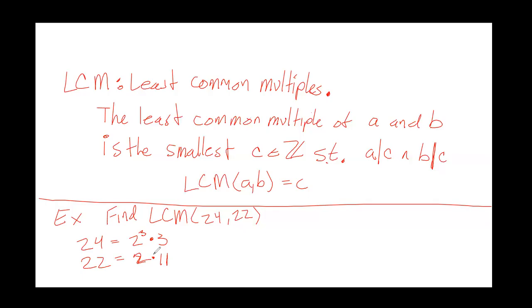All right, so given this, what is a number that both 24 and 22 will divide? And what is the least number, the smallest integer, that 24 and 22 will both divide?